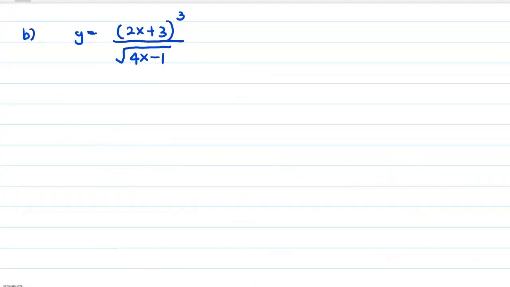Okay class, now let's look at the second question. We have y is (2x plus 3) to the power of 3 divided by the square root of (4x minus 1). Sama juga macam tadi. The first step is, this is your u and this is your v.